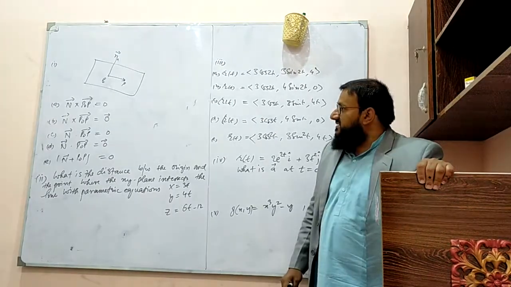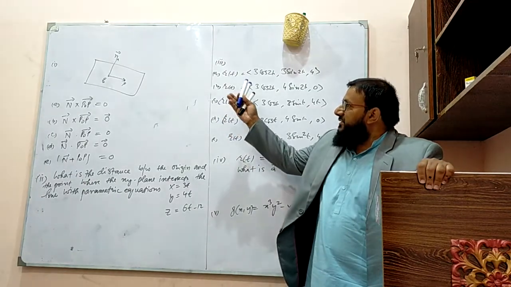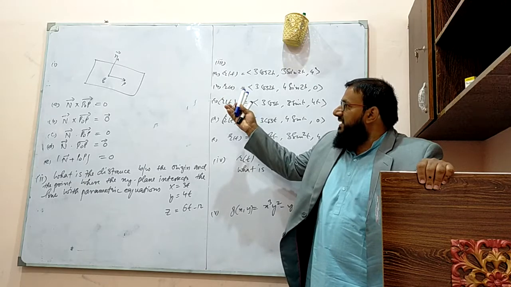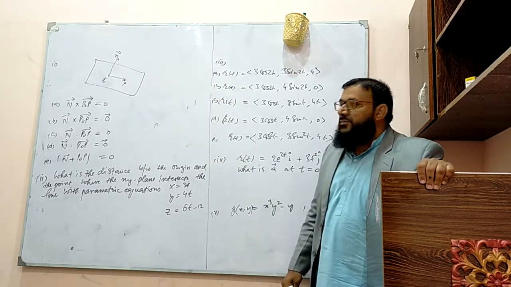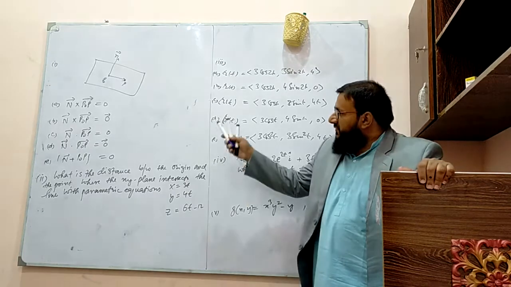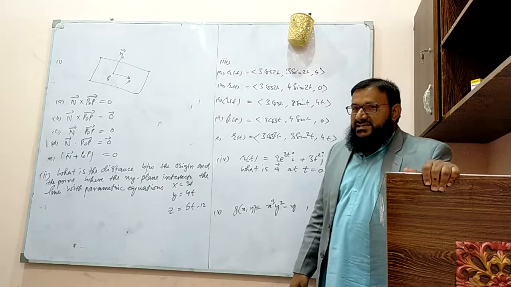So let us discuss these. The first one is that we have to show a relationship between 2 points P0 and P, a vector which joins these 2 points, and a vector which is normal to that plane. So we are in between option C and D.